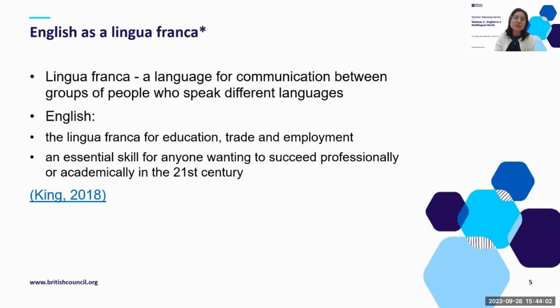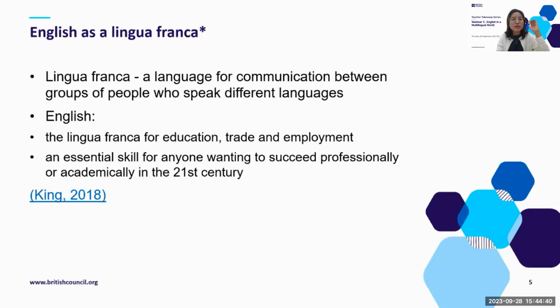Let's go a bit deeper into what lingua franca means. As the definition is given here, it is a language for communication between groups of people who speak different languages. So it's like a bridge. For example, even within one country like India, India has 22 official languages, but the most used lingua francas are English and Hindustani. And globally, as I have been saying, there are more than 3 billion speakers of English, and it is the first global language.